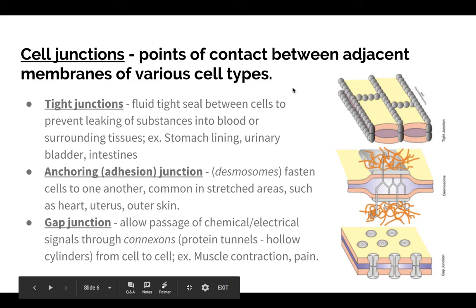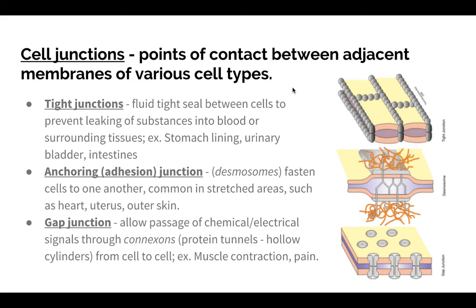Our cells are held together with what we call cell junctions, all right? And cell junctions are the points of contact between adjacent membranes of various cell types. So if you have one type of tissue touching another type of tissue, it's held together with a cell junction. And there are 3 types of cell junctions that we have in our bodies.